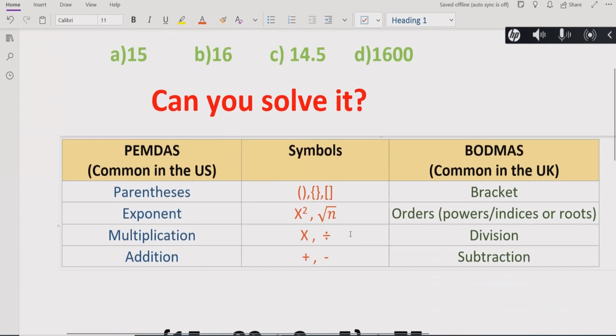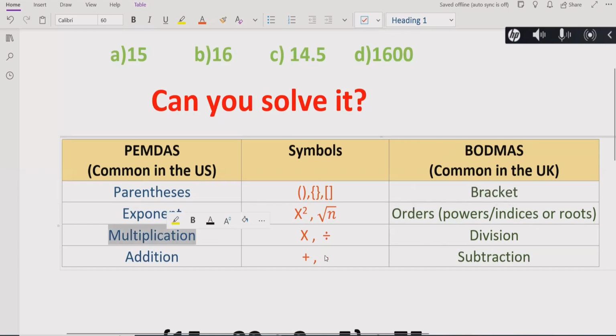Now we have to revise the rules of PEMDAS and BODMAS, which will be used to solve this expression. According to PEMDAS, we have the parenthesis here. Similarly, in BODMAS we say bracket, which means the round bracket, curly bracket and square bracket. Also, we have the exponent, or in BODMAS the order, so it's power, indexes and the root.